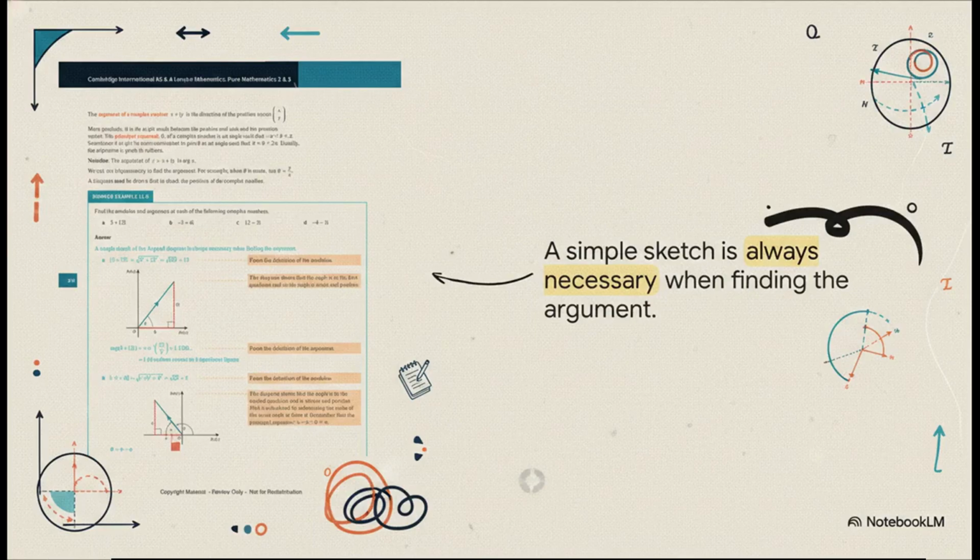Now listen up, because this is probably the most important tip I can give you. Always, always sketch a quick diagram first. The number -3 plus 4i is in the second quadrant, right? Knowing which quadrant it's in is absolutely vital when we calculate the argument. Forgetting to check is, without a doubt, the number one mistake people make.